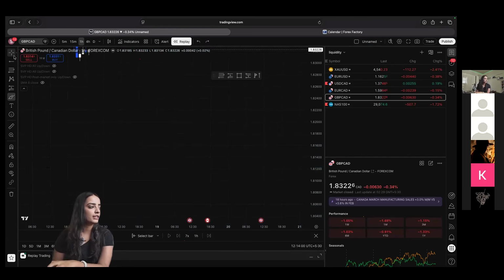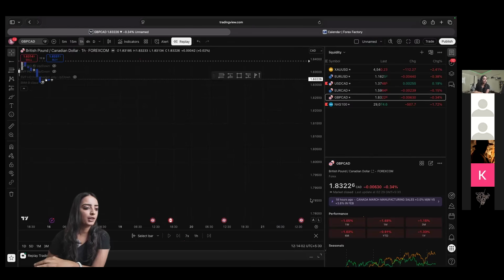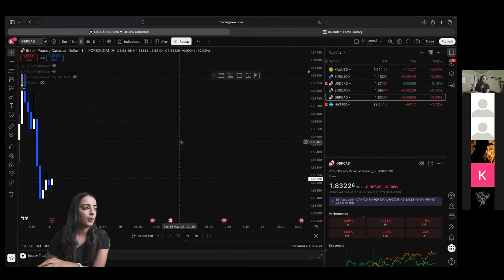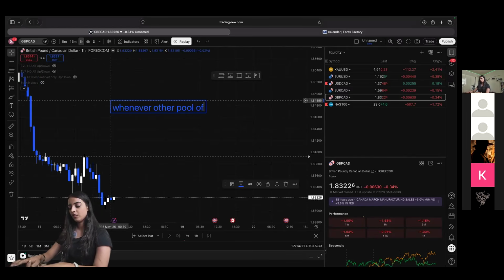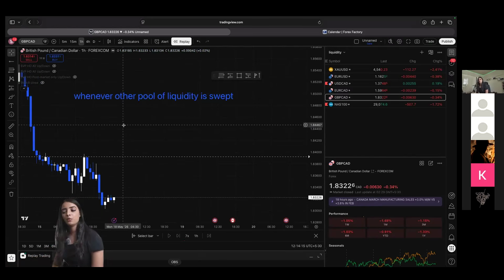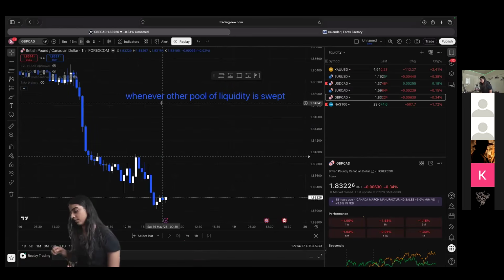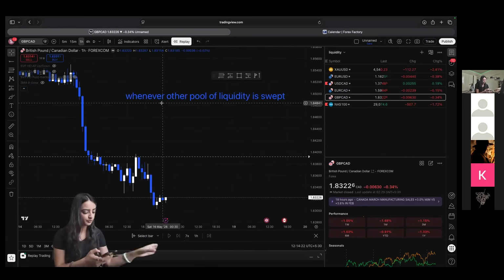So that is about strong highs and strong lows, when to trust your QM, when to not trust your QM, when to do break even. Break even criteria: whenever another pool of liquidity is swept, set to break even. Okay, let's understand this in examples.